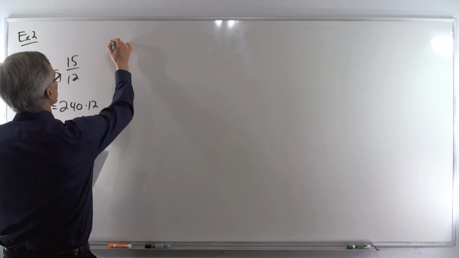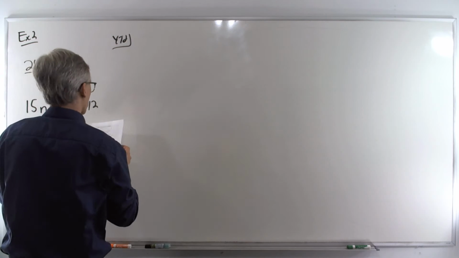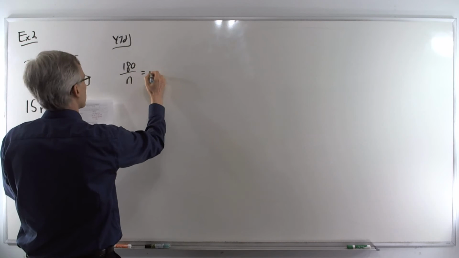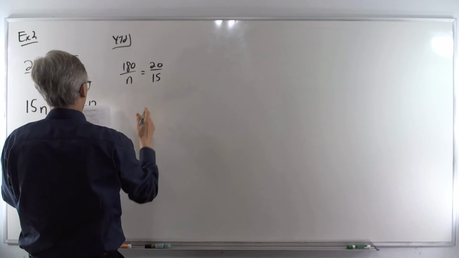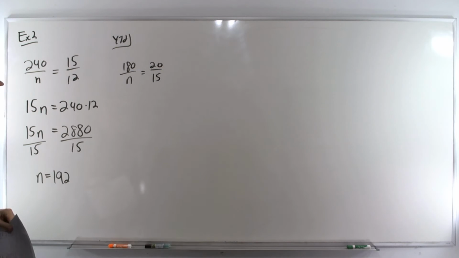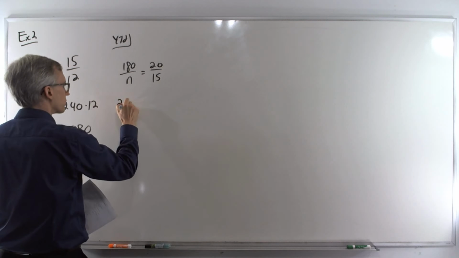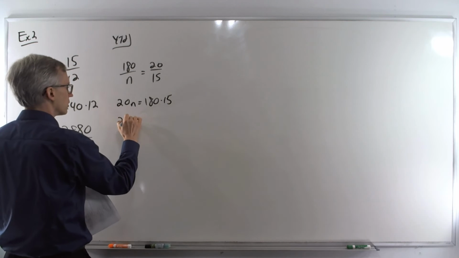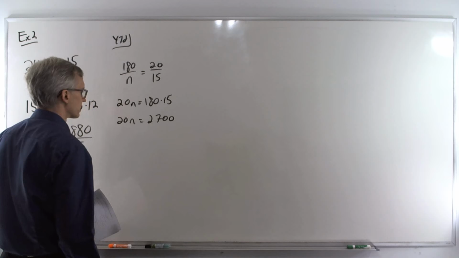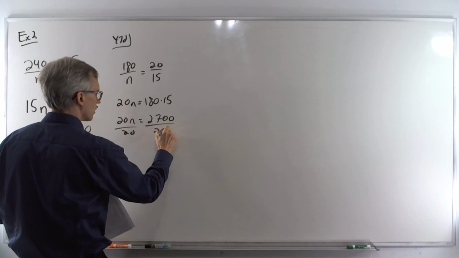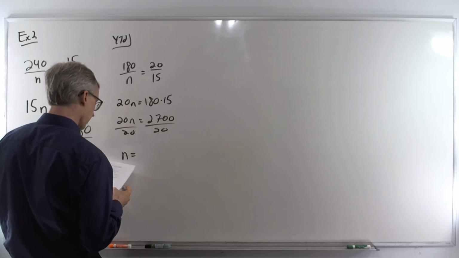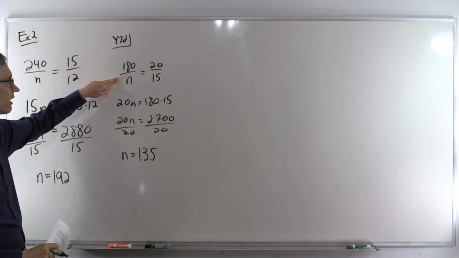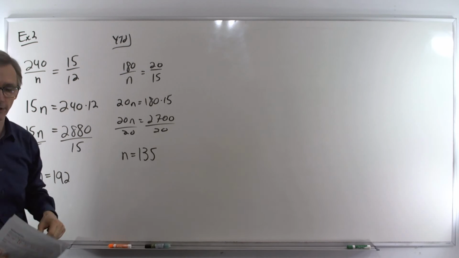Your turn number 2. So 180 over n equals 20 over 15. Cross multiplying, you get 20n in one direction. 180 times 15. That's 2700 divided by 20. That gives us n equals 135. All right, plug that back in. 180 divided by 135 should equal 20 over 15. And it does.